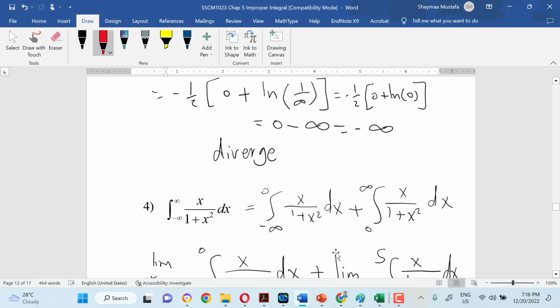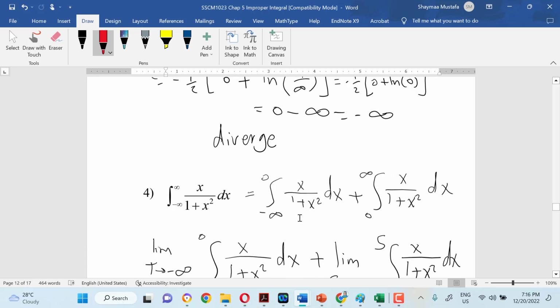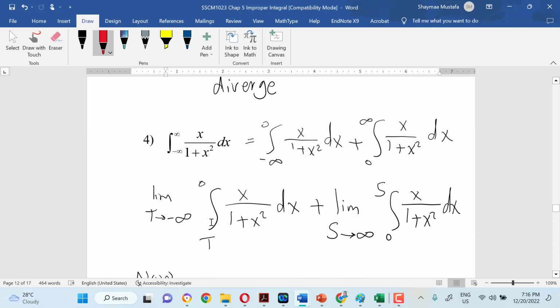Now this is an improper integral, with a problem on the lower boundary. And this one is an improper integral with a problem on the upper boundary. For the first one, I will replace minus infinity by t and take the limit when t goes to minus infinity. For this one, I have the problem in the upper boundary, so I will replace the upper boundary by a number s, and take s goes to infinity for the same integration.